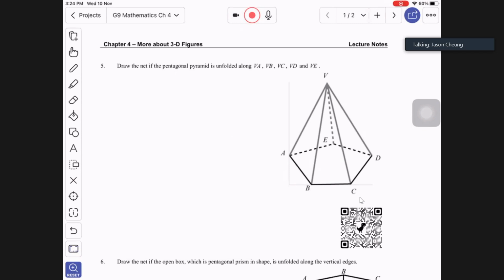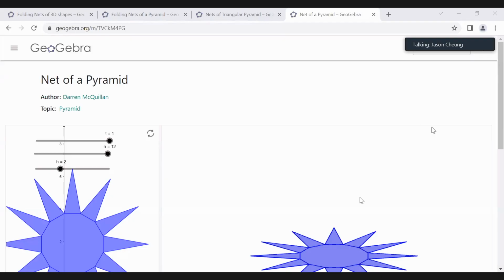Oh yeah. The net of the pyramid. Yeah, let me share my screen. Luckily, today is a Zoom lesson. Otherwise, it will be very difficult for you to use your phone.